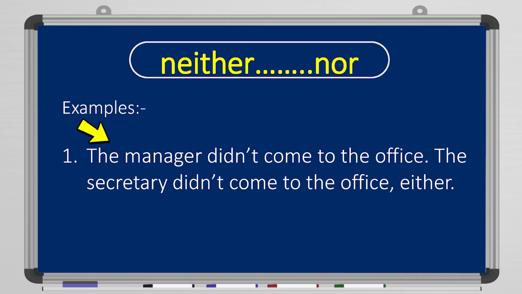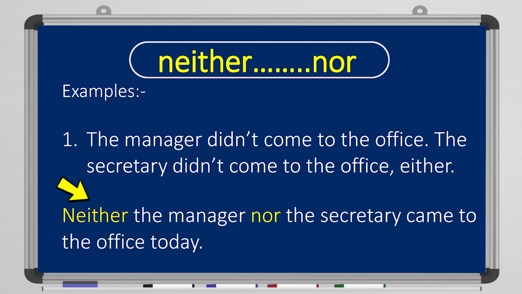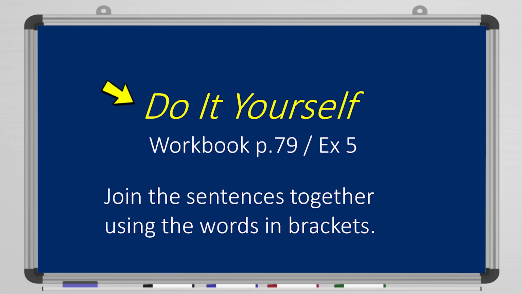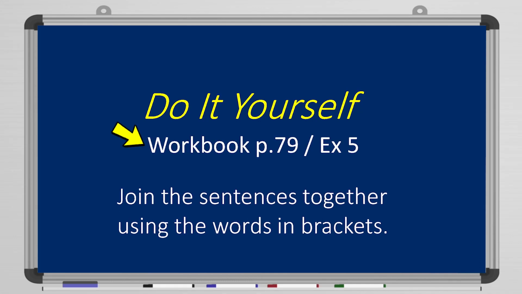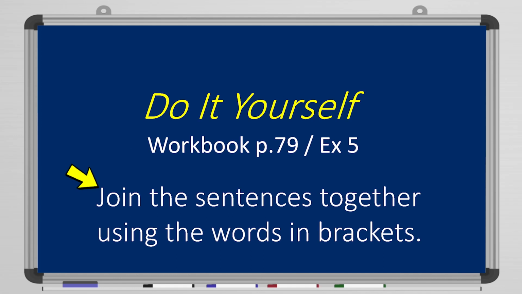Neither...nor is when we're joining two negative sentences. So for example, the manager didn't come to the office, the secretary didn't come to the office either. So we'll say neither the manager nor the secretary came to the office today. And this is very easy. You have an exercise here. What I advise you to do is to look at it, work on page 79, exercise 5, and then check your answers.